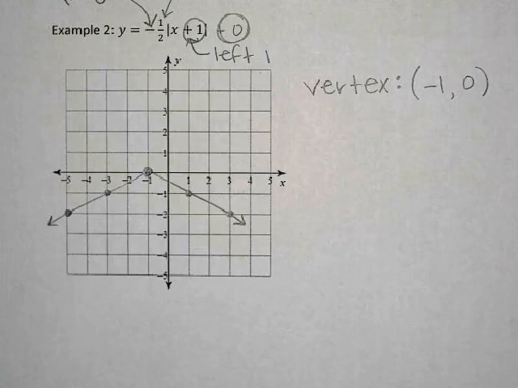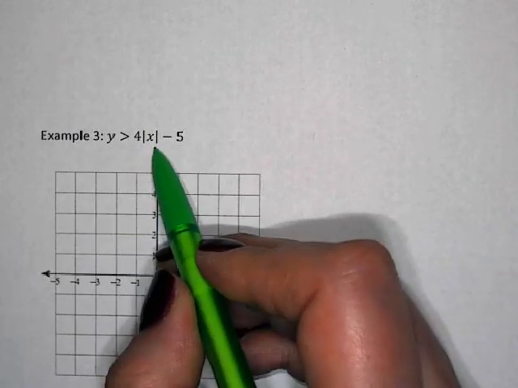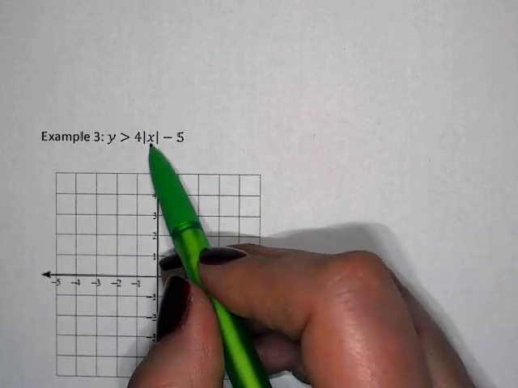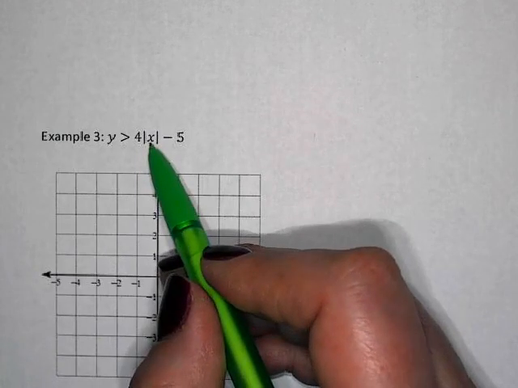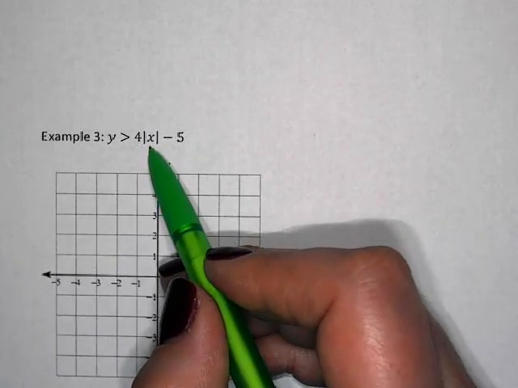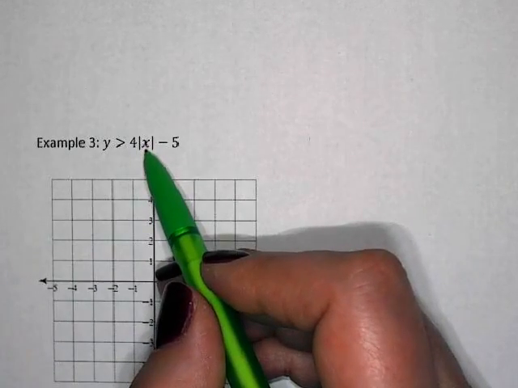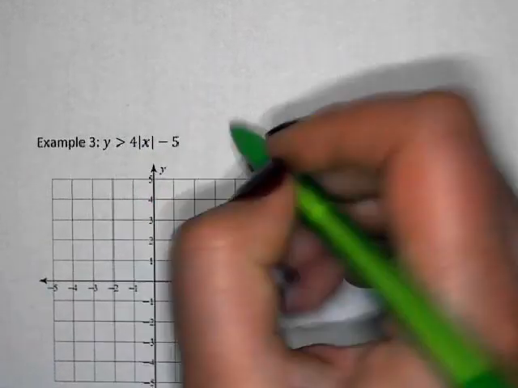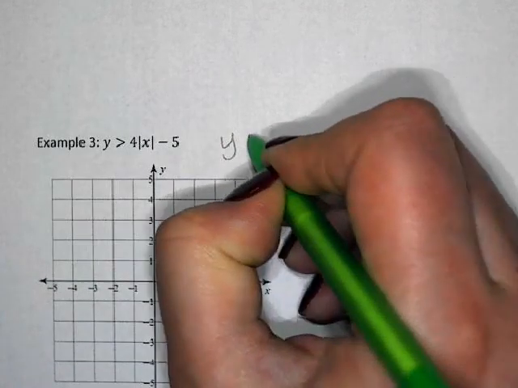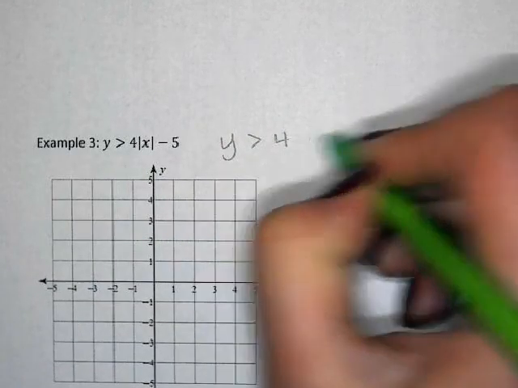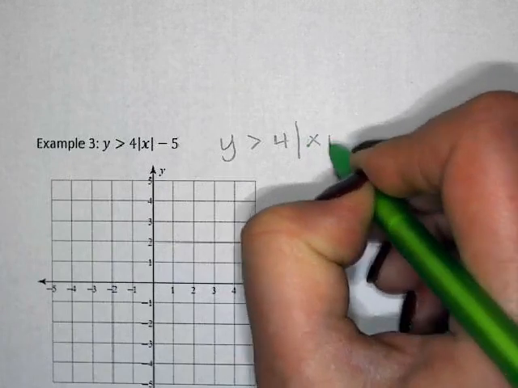Now this one, inside the absolute value symbols, does not have a number. So what number could you have that you don't even have to write down? 0. So this graph is actually y is greater than 4 times the absolute value of x plus 0 minus 5. That's what this graph must have been, and that's why they didn't even have to write anything down for it.